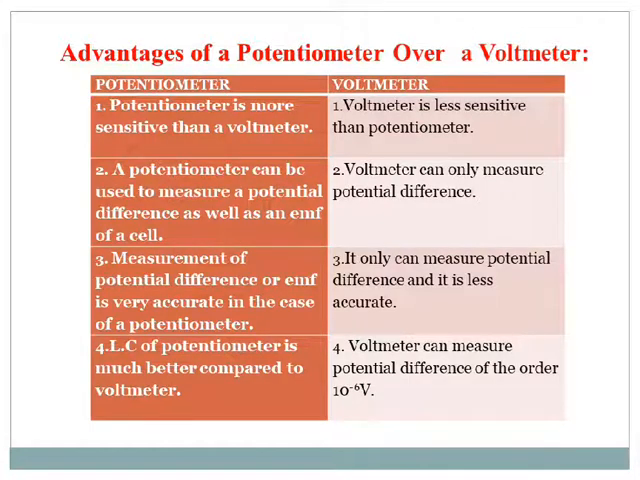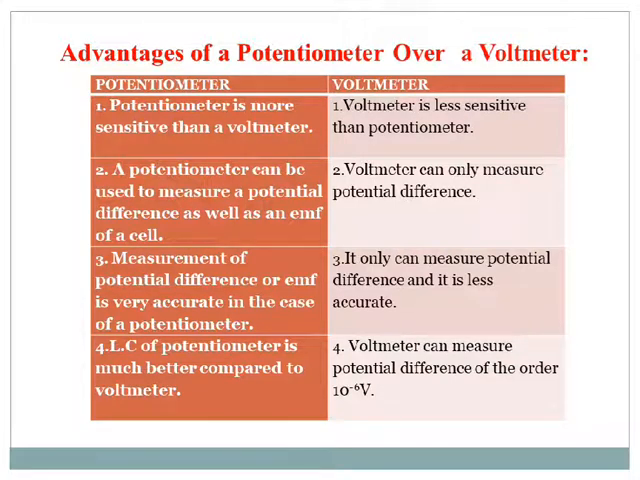By using a potentiometer, we can calculate accurately. And as a voltmeter can only measure potential difference, it is less accurate, as it is given a scale, and in that scale we have to measure the readings, which may have some error. It may have instrumental error, or it may have personal error. The least count of a potentiometer is much better compared to a voltmeter. Obviously, least count is very easy with a potentiometer as compared to a voltmeter.